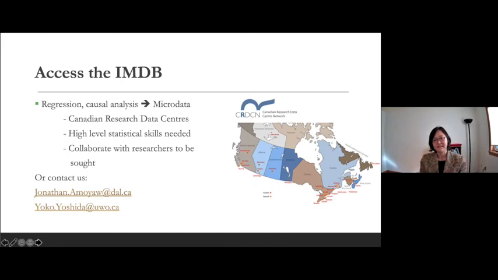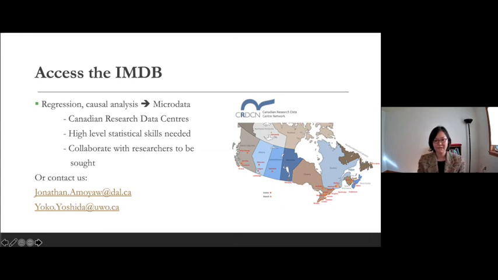The microdata is individual information coming from those specific databases that Jonathan was talking about: the landing record, the tax file, and the temporary residence file. Then we have to link all this information at the individual level, and do quite a bit of work to clean it up so that we can analyze these patterns. That can be accessed through the research data centers across Canada, which are located on major university campuses.